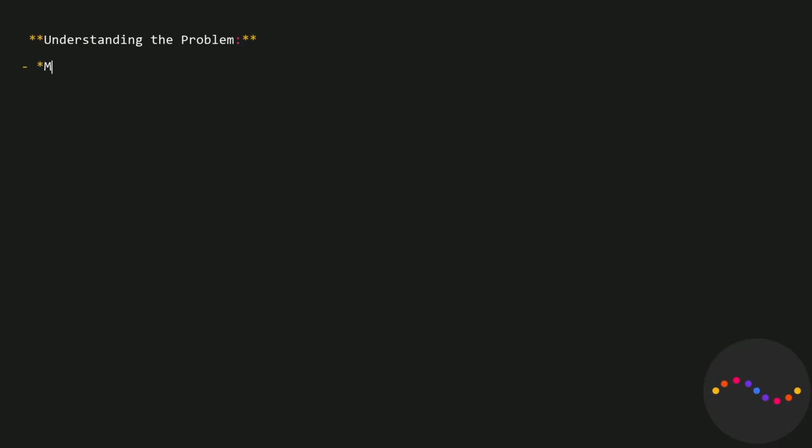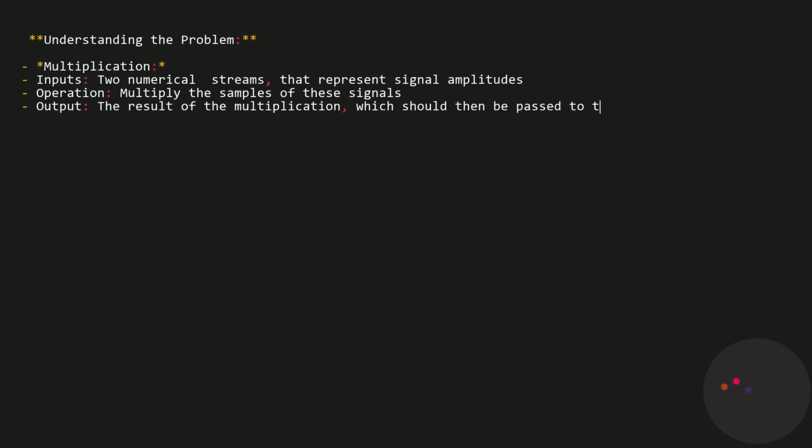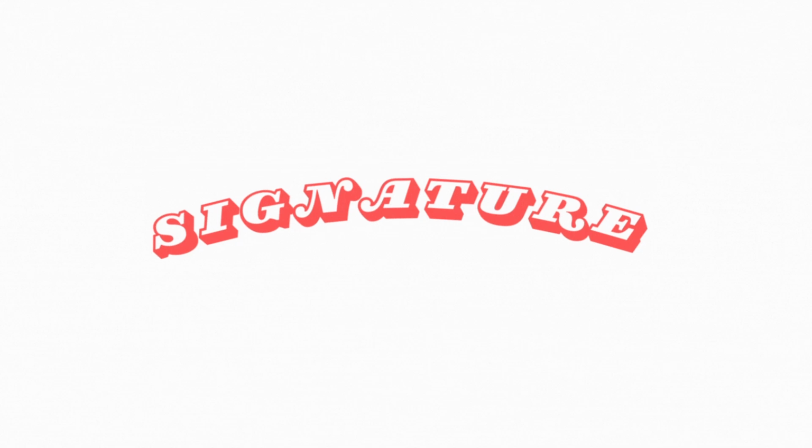Understanding the problem. Multiplication. Inputs: two numerical streams that represent signal amplitudes. Operation: multiply the samples of these signals. Output: the result of the multiplication, which should then be passed to the output stream.